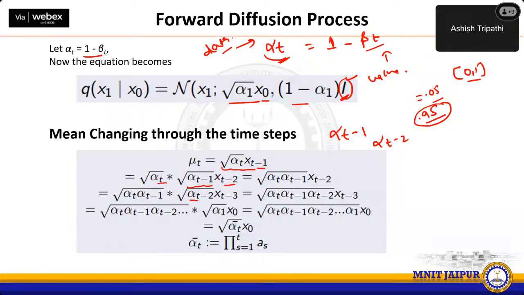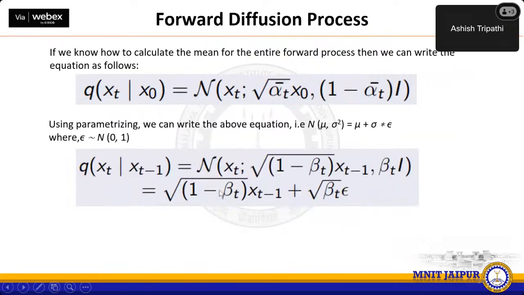Got it? So if I want to generalize it, I will keep on expanding it, and then this alpha t will become equal to the product of this from iteration 1 to iteration t, like this. This is the mathematical intuition behind it, if I want to make it in a generalized way. We can have a variable that can be used to corrupt the image with noise in a single attempt.